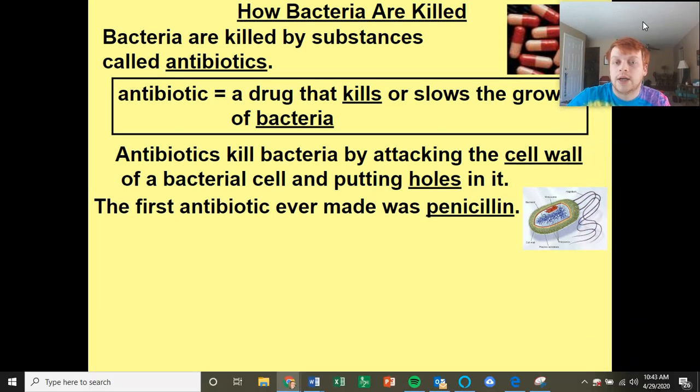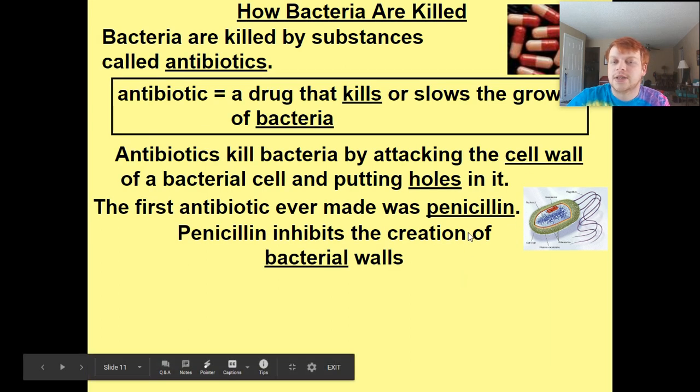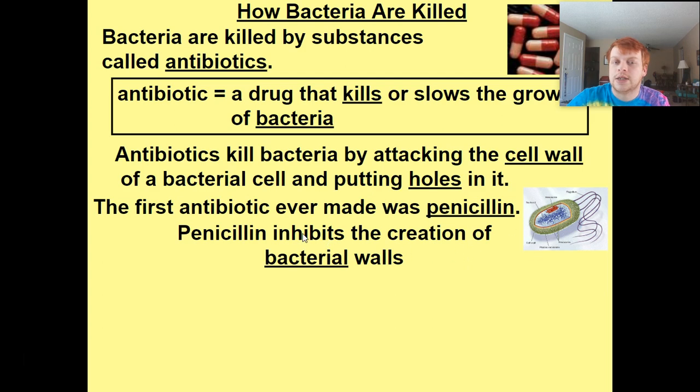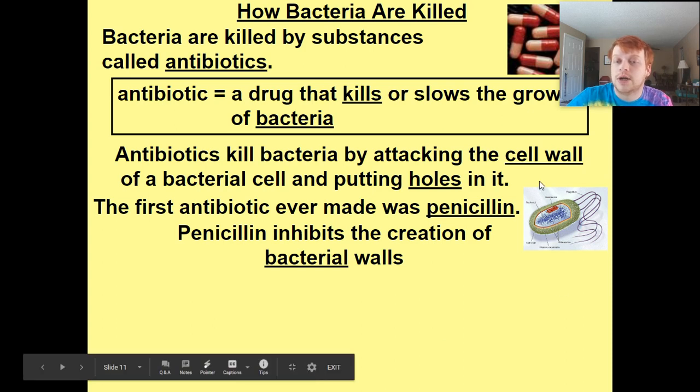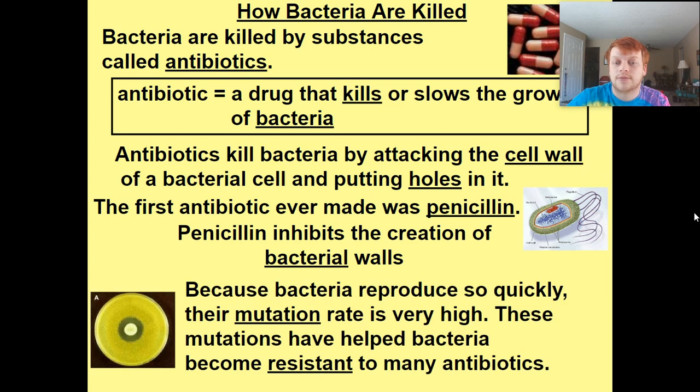The first antibiotic ever made was penicillin. And we read a story on that, but it was a very long time ago. So if you want to talk about it in office hours, it's a very interesting origin story. Penicillin stops the creation of bacterial cell walls. That's what this word right here means, inhibits. It's just a fancy word for stops. So they can't build new cell walls, and that keeps them from reproducing.